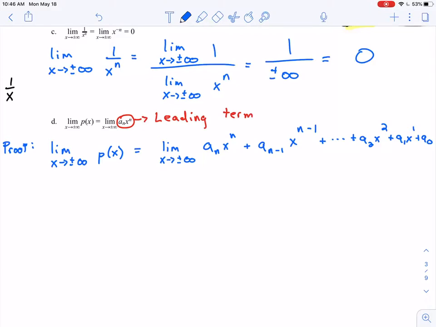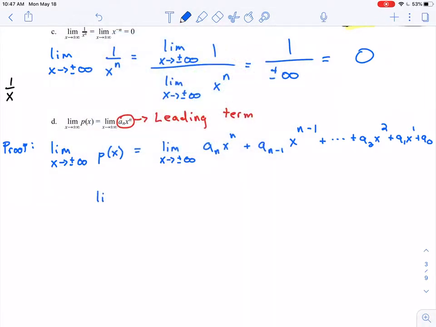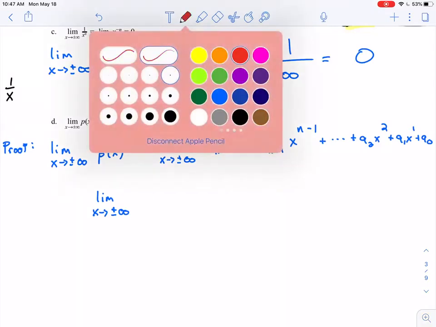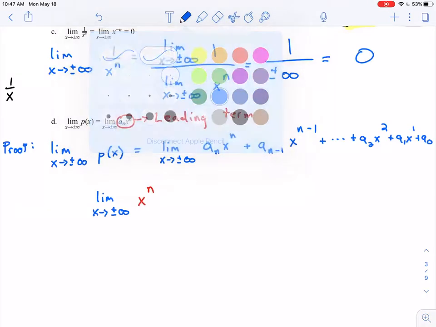So what I'm going to do, and you wouldn't normally do this, I am going to factor out x to the nth power from every single one of these terms. And it's going to look a little bit silly, but just try and follow along with me. I'll do my best to explain myself once I do this. So I'm going to factor out that x to the nth power here. So limit as x approaches plus minus infinity. Here I'm going to have x to the nth power. So here I'm factoring this out. Let me do that in red so it's a little bit easier to see. x to the nth.